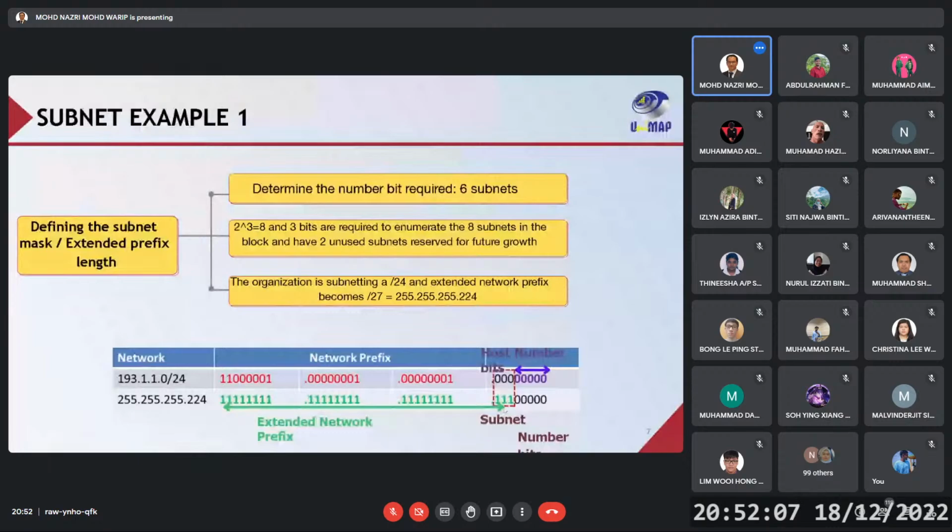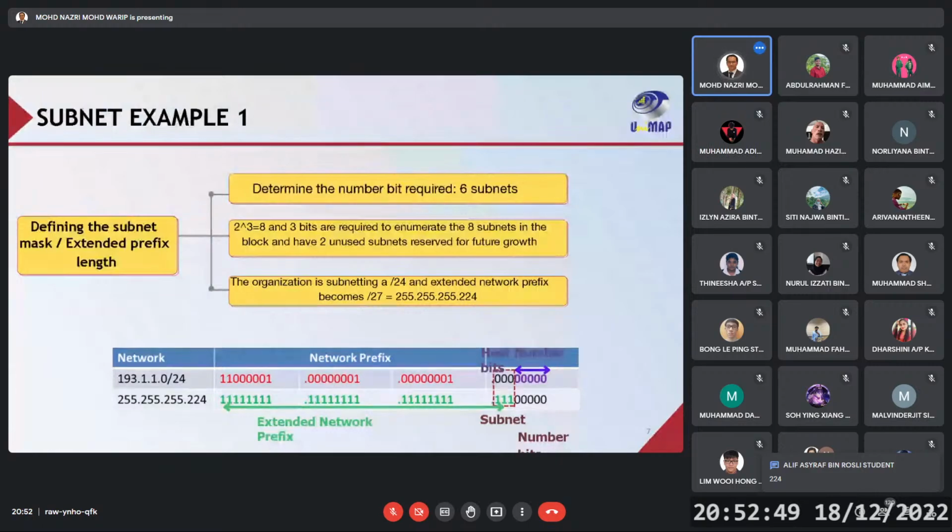255.255.255.224. How do we get 224? Add them up. If you convert 11100000, how much do you get in decimal? You can calculate with a calculator. You can write it, and if you are shy, you can write in messages. How much do you get in decimal? This one, 224. 224, right?